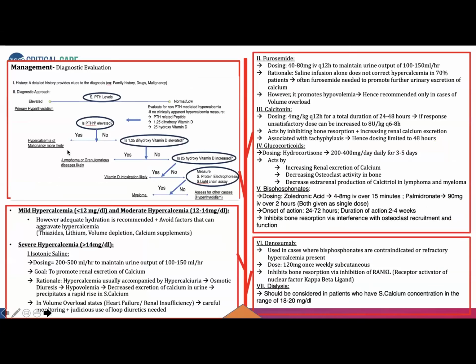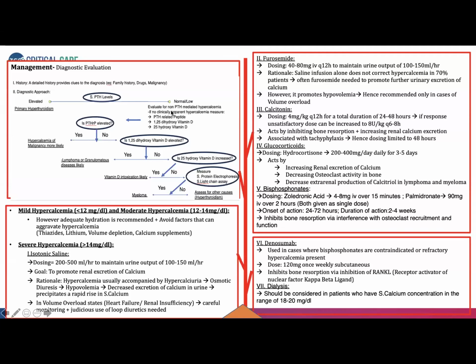So how will you manage? For management, first get a detailed history: family history, drugs, and malignancy related. Next, look into the serum parathormone levels. If the serum parathormone levels are elevated, it can be primary hyperparathyroidism. If it is normal or low, then evaluate for non-parathormone related hypercalcemia. So look into parathormone related peptide, 1,25 dihydroxy vitamin D, and 25 hydroxy vitamin D.